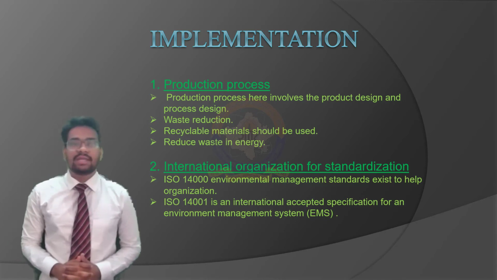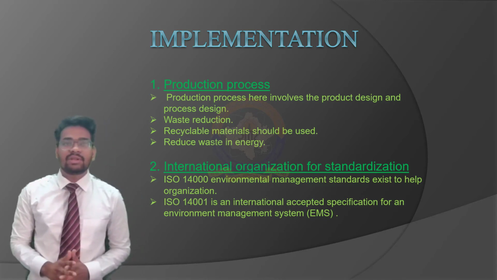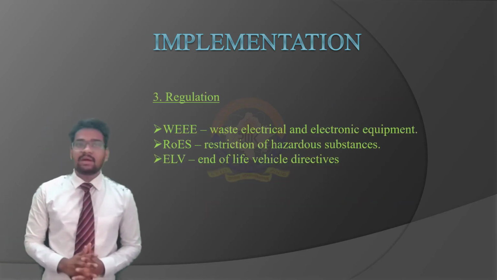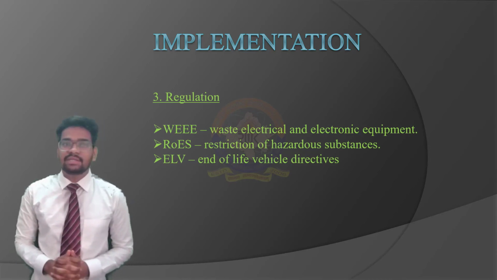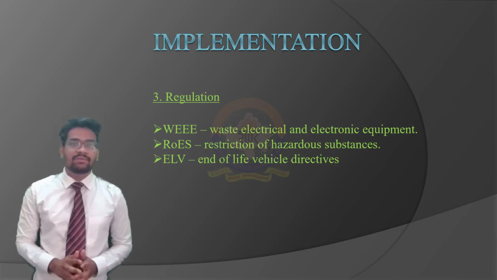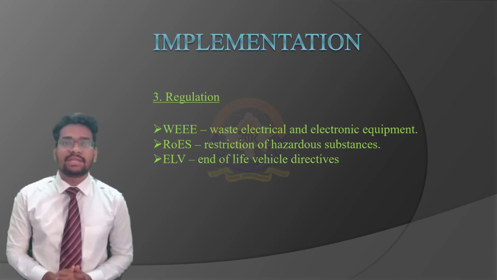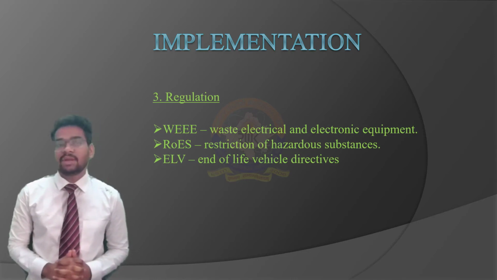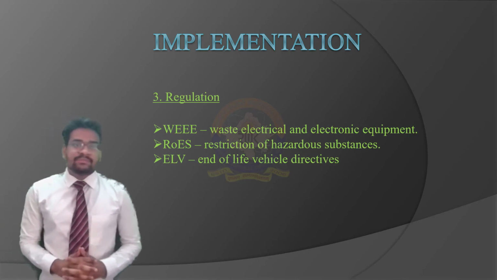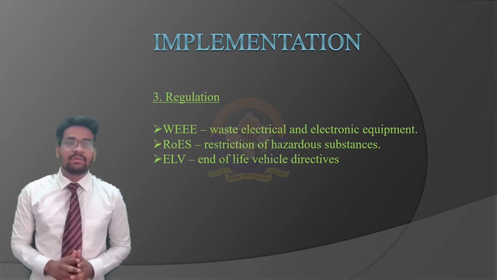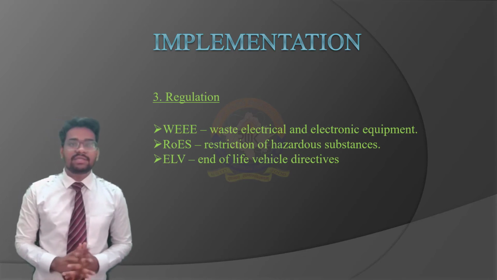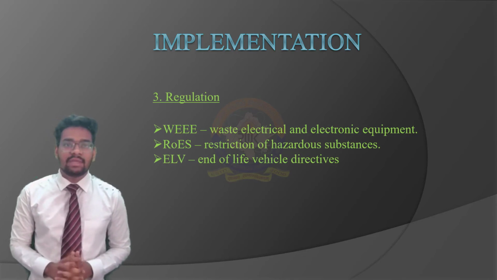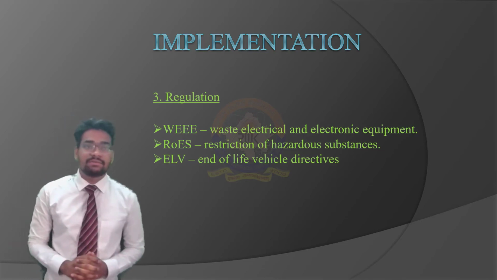Second one is the International Organization for Standardization, in which some organizations work on standardizing specifications of products. Some examples are ISO 14000 Environmental Management Standards, which exist to help organizations, and ISO 14001, an internationally accepted specification for an environmental management system. The third one is regulation like WEEE, which is Waste Electrical and Electronic Equipment, RoHS, restriction of hazardous substances, and ELV, which is the End of Life Vehicle Directive.